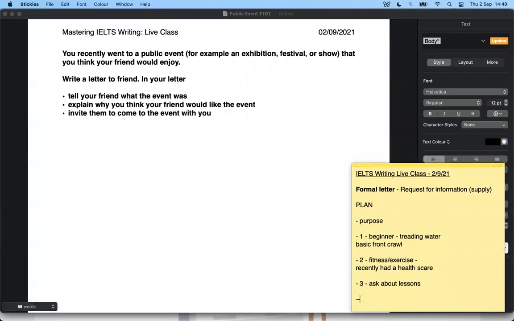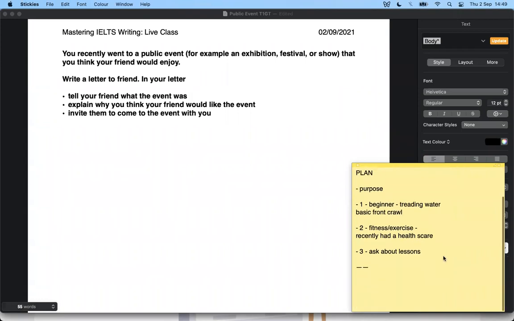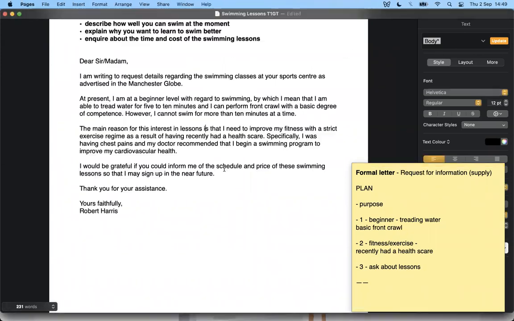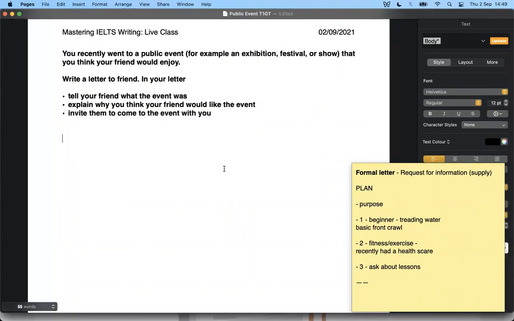Doesn't look like we have any questions. That's great. So let's go over and see what we can get done on this particular letter here. I shouldn't have said it's an informal letter because now I've given something away. But anyway, let's read this out.